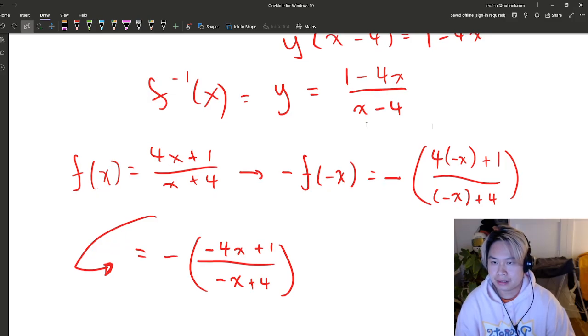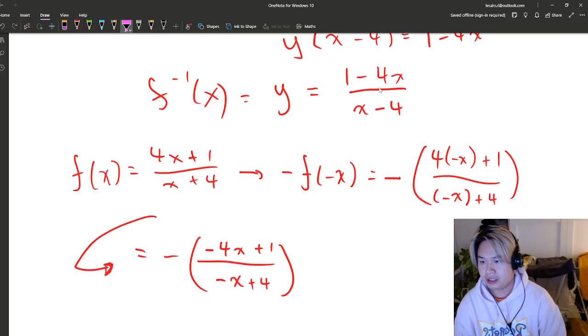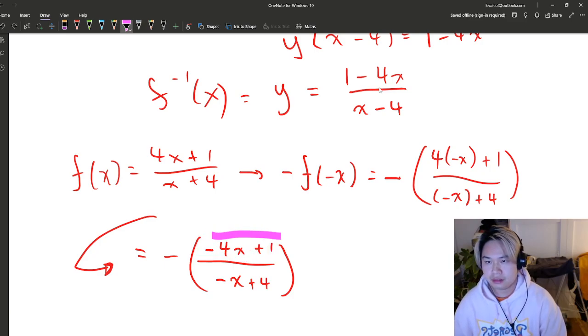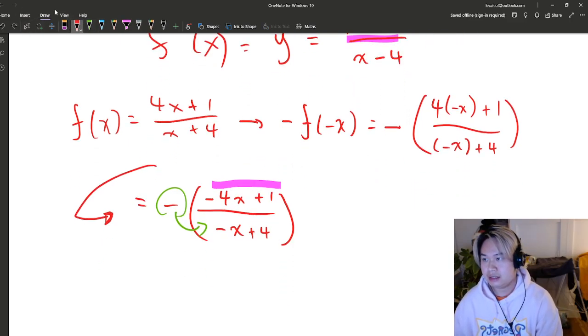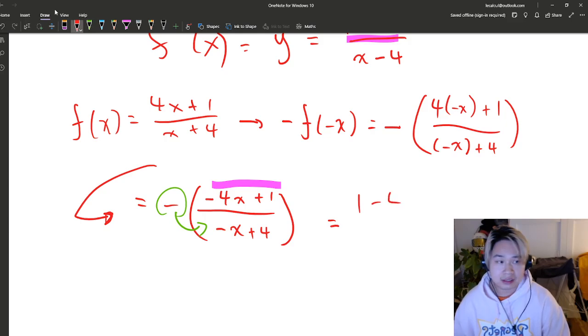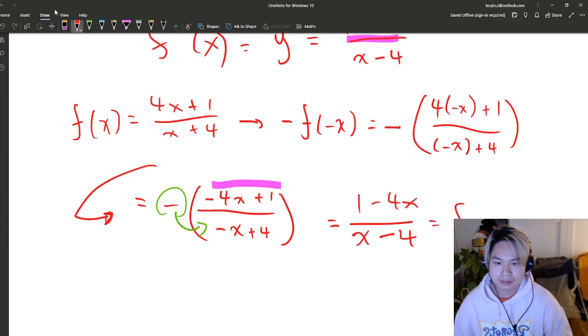Okay, so notice that I do have the numerator already. It's just kind of in the wrong order. So we're good. And then that basically means that this negative is going to be multiplying into the denominator because I have the exact opposite signs that I need for my inverse. So this is equal to 1 minus 4x if I rearrange the terms on the top. If I multiply the negative into the denominator, I'll get positive x minus 4. And then this is the inverse.